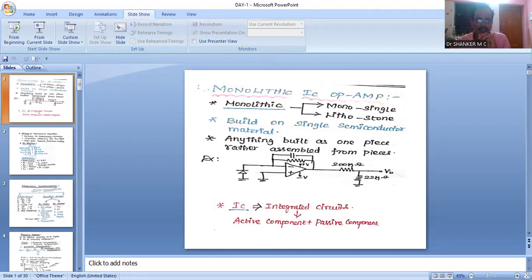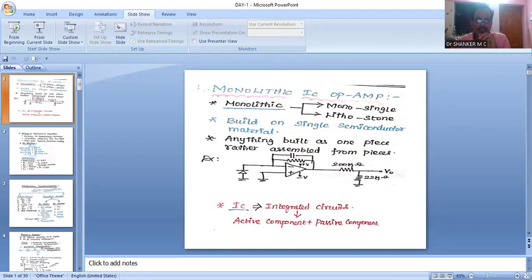Compensation types: one is external compensation, another one is internal compensation. External compensation means we are adding a resistor and capacitor at the output of the op amp. From that, we are nullifying the disturbance in the frequency created by the op amp. And the second one is internal, that is called the Miller compensation circuit.